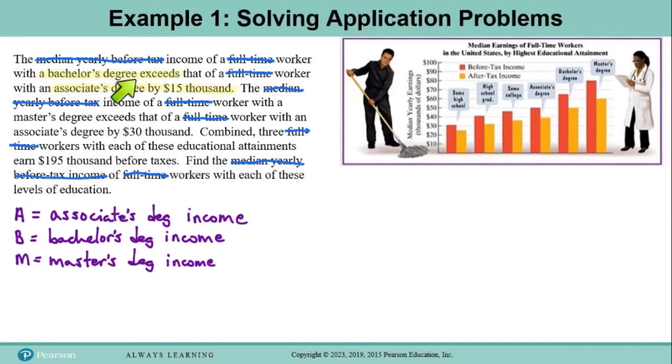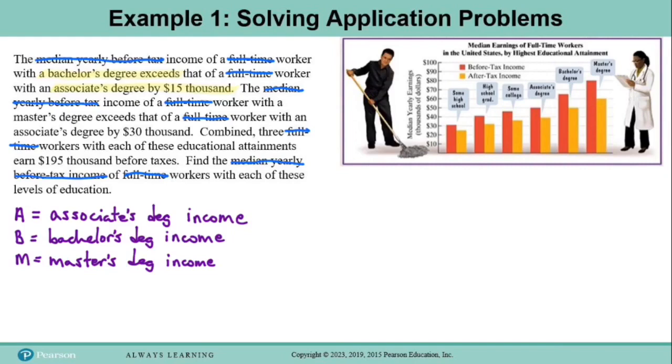Because the worker with the bachelor's degree makes $15,000 more than the worker with the associate's degree. So it takes the associate's degree plus $15,000 to equal the amount for the bachelor's degree. So let's try to write that down.